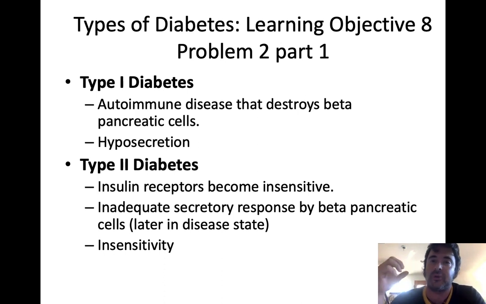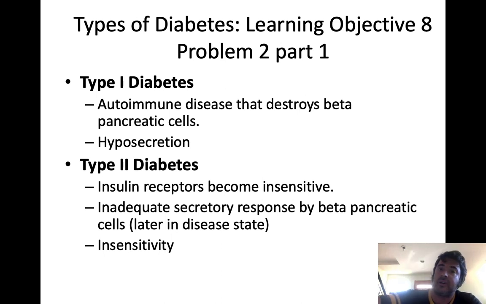We don't really get it. We're starting to try to figure those things out, but we don't understand why the immune system just turns on those beta pancreatic cells. It tends to onset in childhood. It can onset later in life, but it tends to onset in childhood, and it is a disease of hyposecretion, meaning that if beta pancreatic cells get destroyed, you're not going to be able to release insulin into the blood.